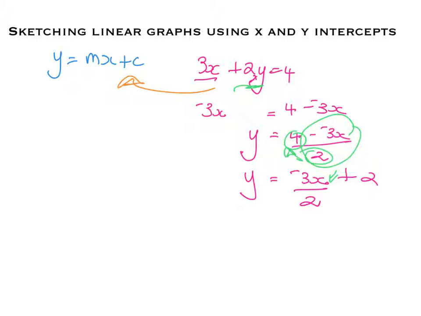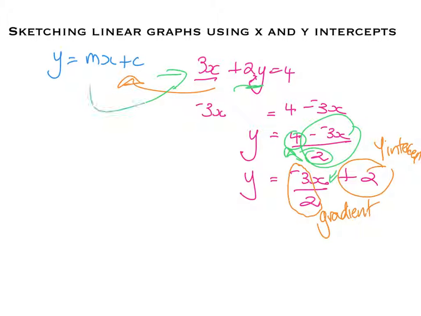As we've known before, this negative 3 over 2 is our gradient. So this is our gradient. And this plus 2 here is our y-intercept. So basically now we've taken this and we have put it into the linear equation form.